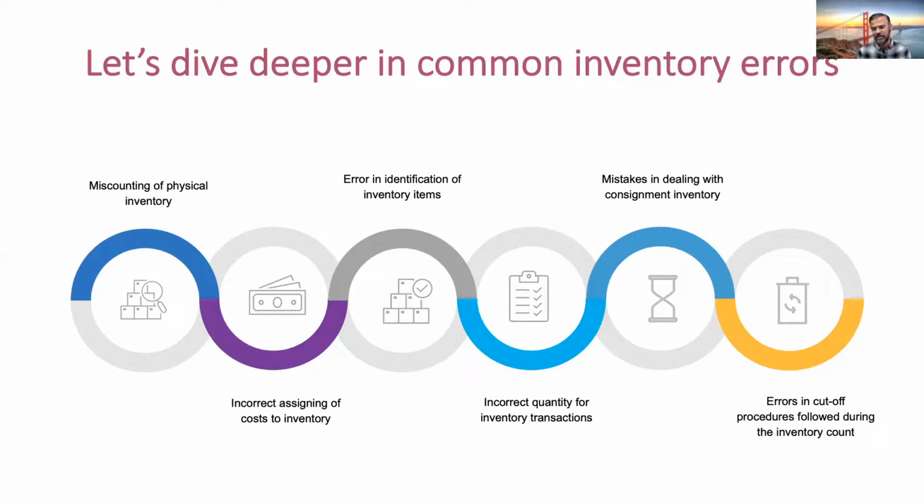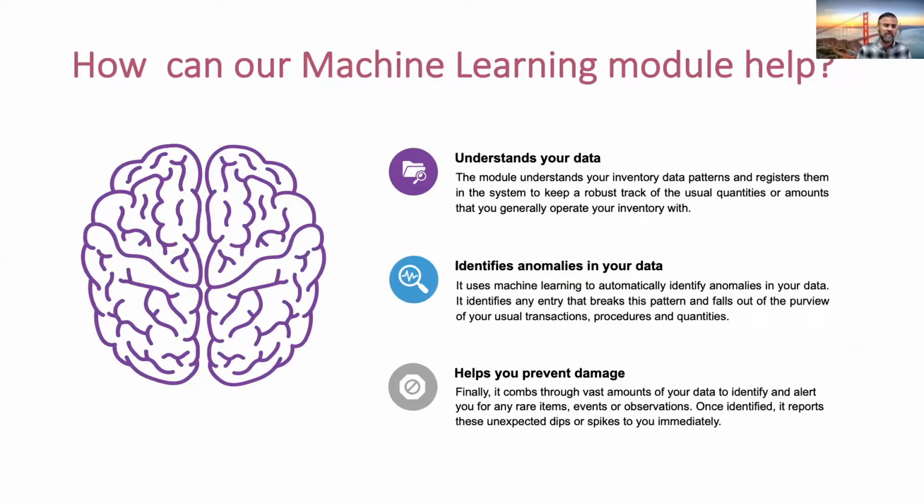We've seen issues with consignment inventory, and the most common, which all of you might have faced, is in inventory counts, cycle counts, and inventory counts. Those are areas where there is a lot of potential for making mistakes during the inventory count process. So we've developed a machine learning module which helps prevent these mistakes.